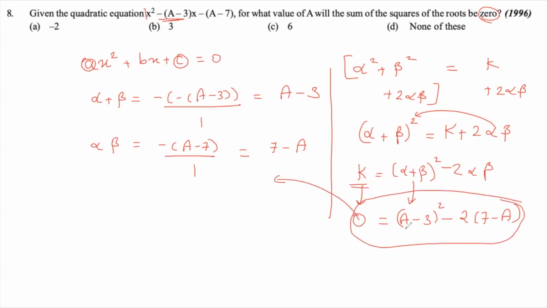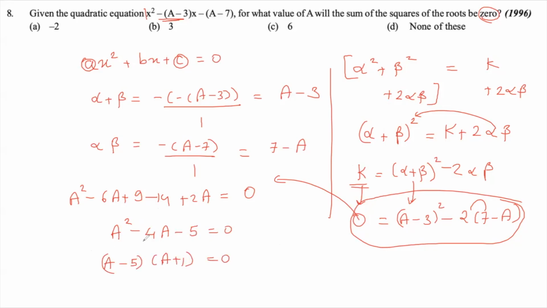I'll solve it here. Open out the bracket (a minus 3) the whole squared: a squared minus 6a plus 9, minus twice of 7 is minus 14, and minus 2 into minus a is plus 2a, and this should be equal to 0. Okay, so I can now write this equation as a squared minus 6a plus 2a is minus 4a, and 9 minus 14 is minus 5, equals 0. This is a quadratic equation. You want the sum of two numbers as minus 4 and the product as minus 5. The numbers are minus 5 and plus 1. So (a minus 5) into (a plus 1) is 0. That gives me the value of a as either 5 or minus 1.